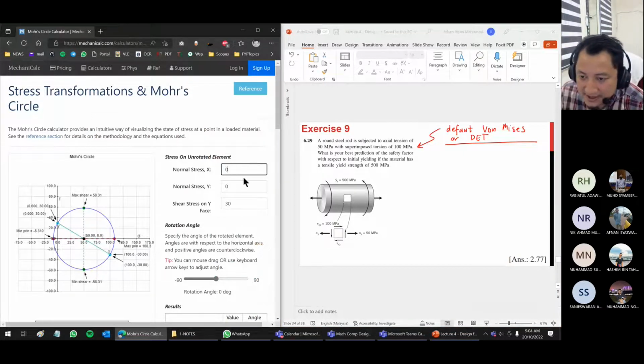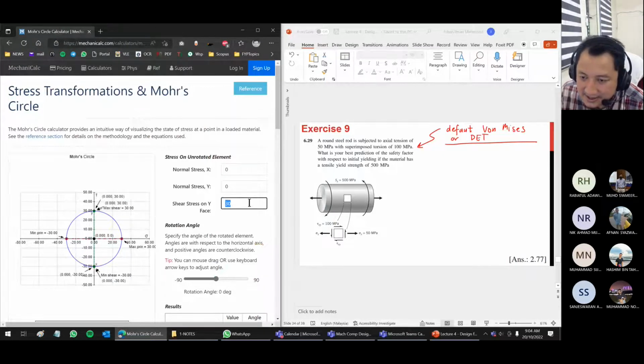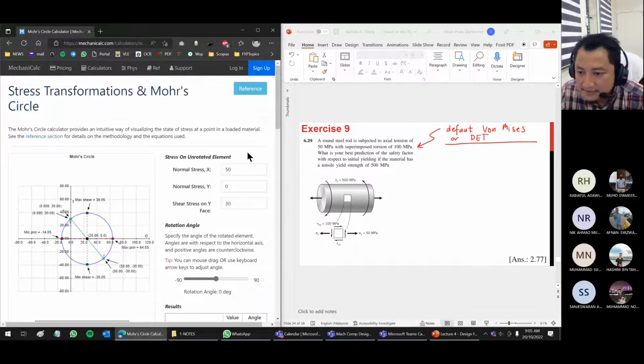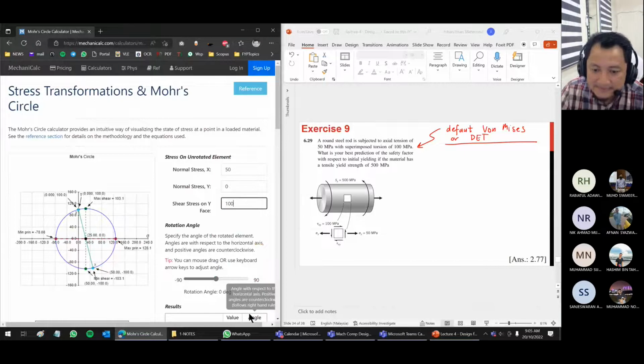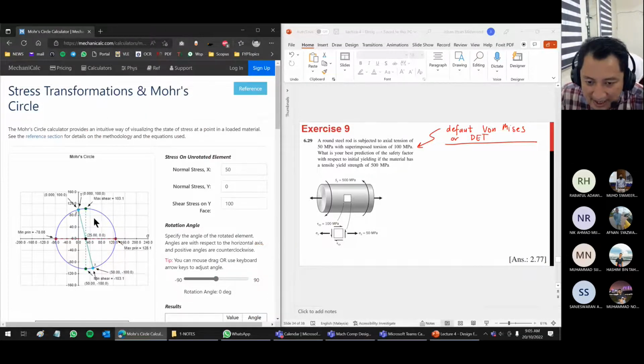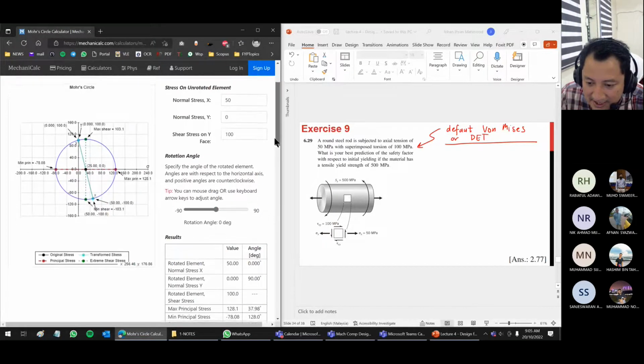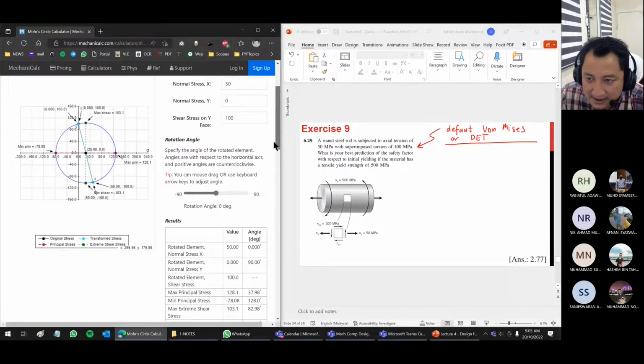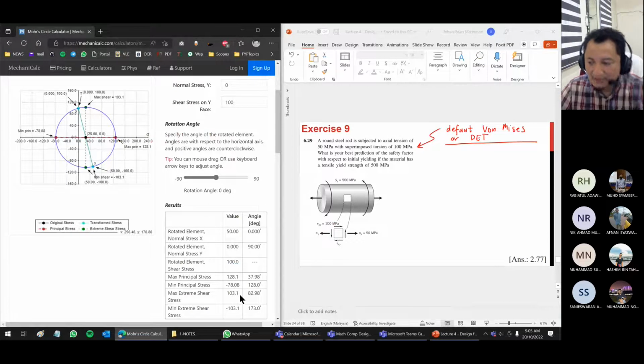What happens if you have 0 sigma X, 0 sigma Y, only shear stress? The earlier one was pure shear stress. But this one has 50. Sigma Y is 0, shear stress is positive, which is 100. You can read at the Mohr circle, or at the bottom here. It will give you the result. What is the maximum principal stress? 128. What is the minimum principal stress? Negative 78. And shear stress is plus and minus 103.1.